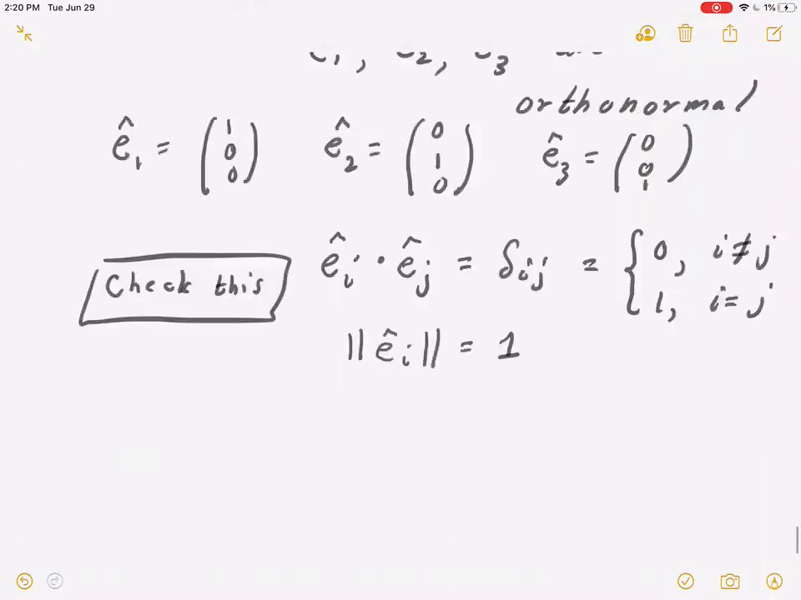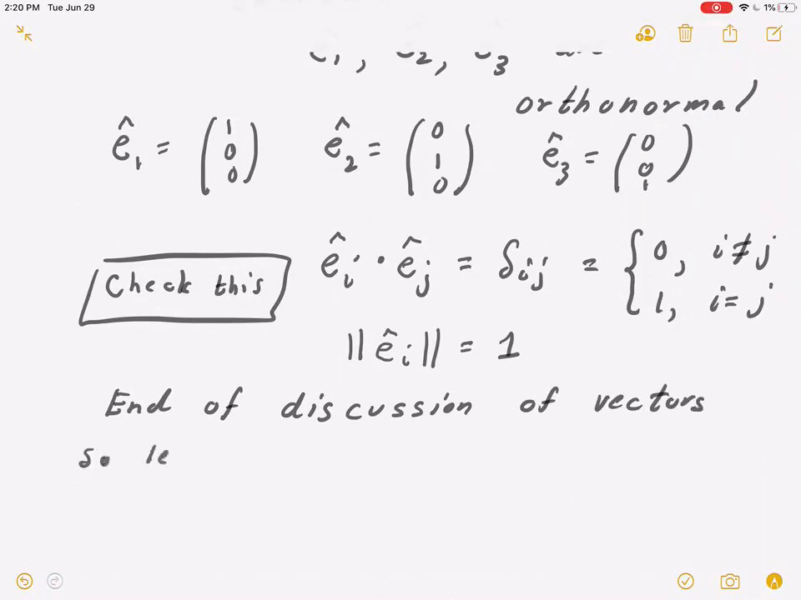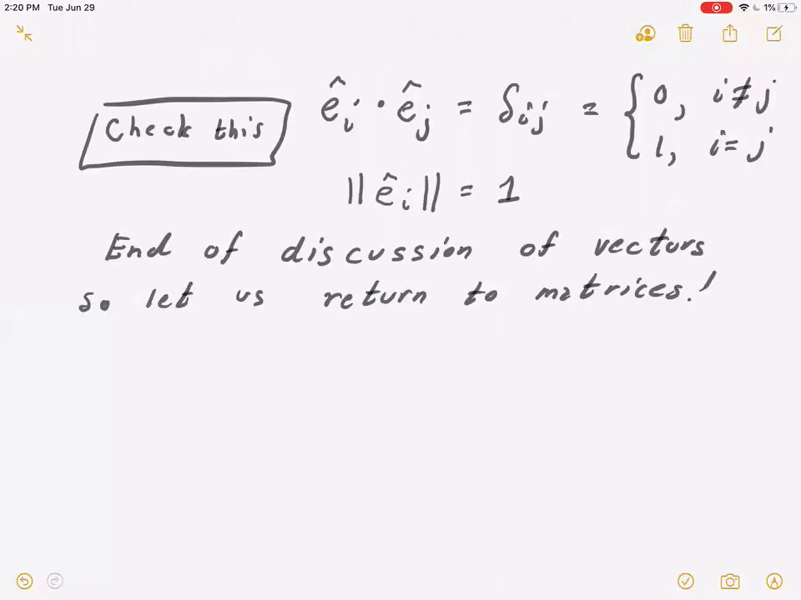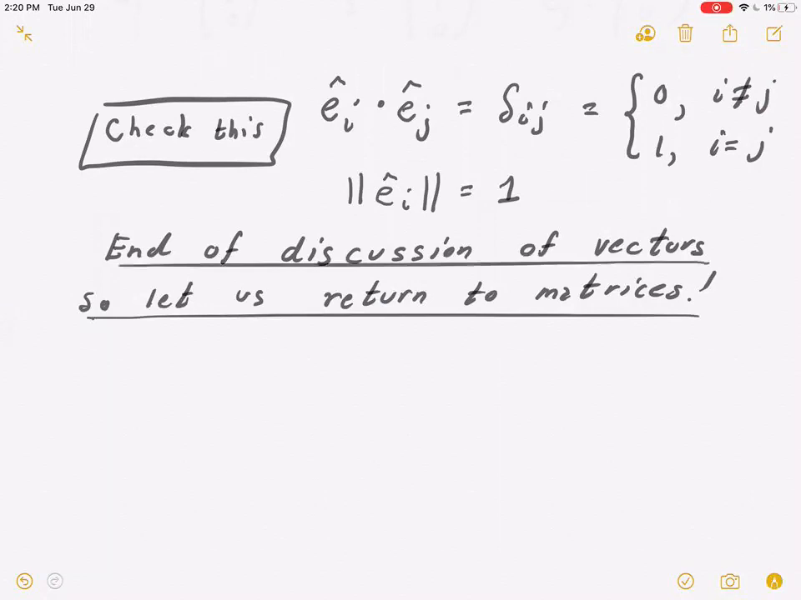Okay, so this ends our discussion, or review, of vectors. So let us return to our discussion of matrices. We needed these tools, we needed this background, because we're going to go back and look at everything we've done in lectures 1 through 5 in a more compact form.